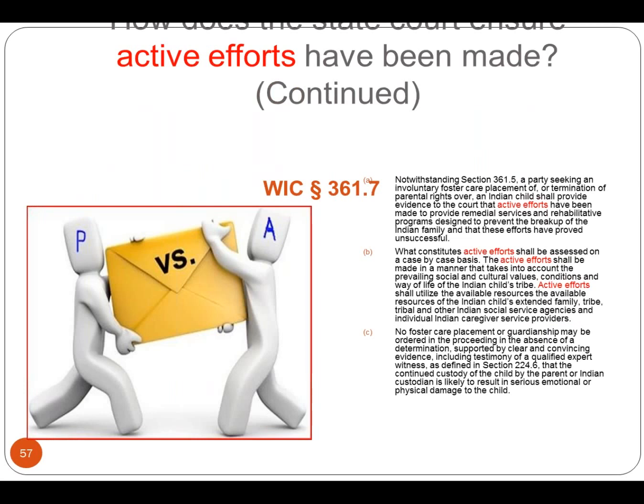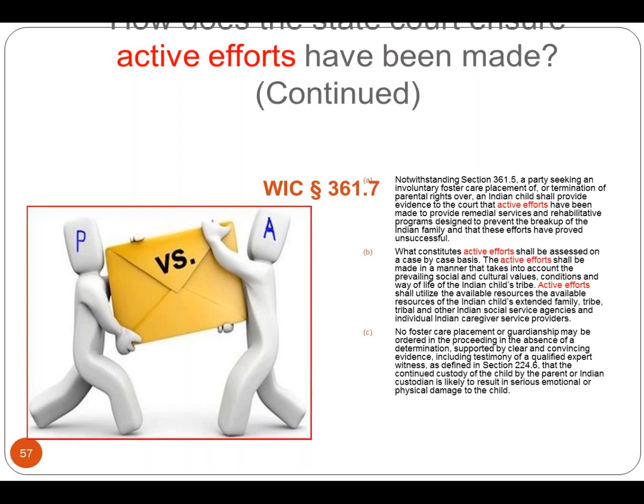So continuing on, Welfare and Institutions Code 361.7 tells us that a party seeking an involuntary foster care placement or termination of parental rights shall provide evidence to the court that active efforts have been made to provide remedial services and rehabilitative programs designed to prevent the breakup of the Indian family, and that these efforts have proven unsuccessful. What constitutes active efforts shall be assessed on a case-by-case basis.